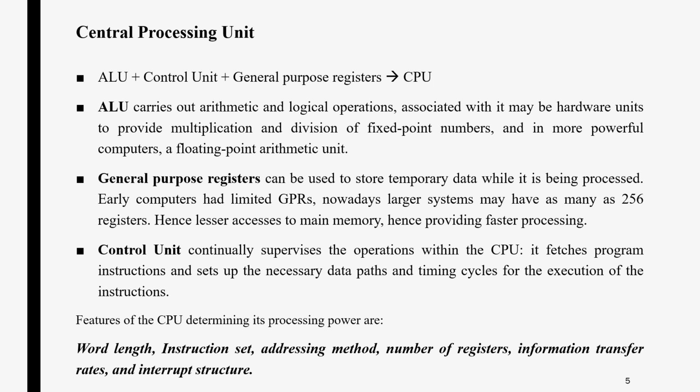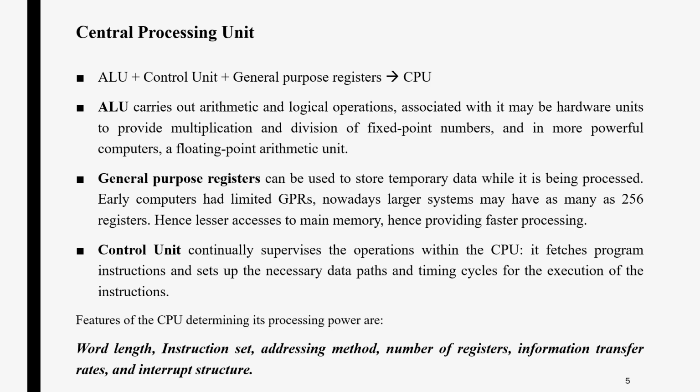Early computers had limited general purpose registers. Nowadays a large system may have as many as 256 registers. We can use main memory, or otherwise a fast processing unit, for these general purpose registers. And the control unit continuously supervises the operations within the CPU. It fetches the program instructions and sets up the necessary path and timing cycle for execution of the instruction.